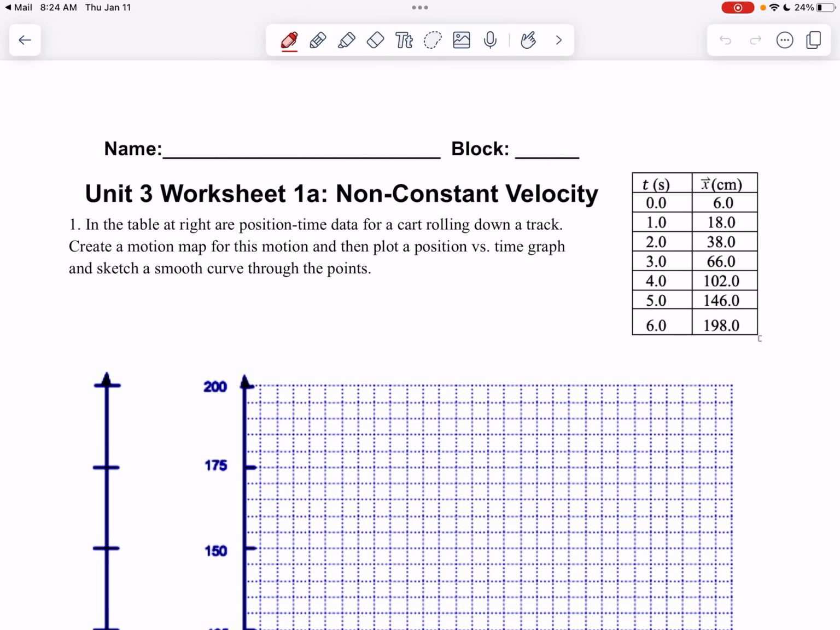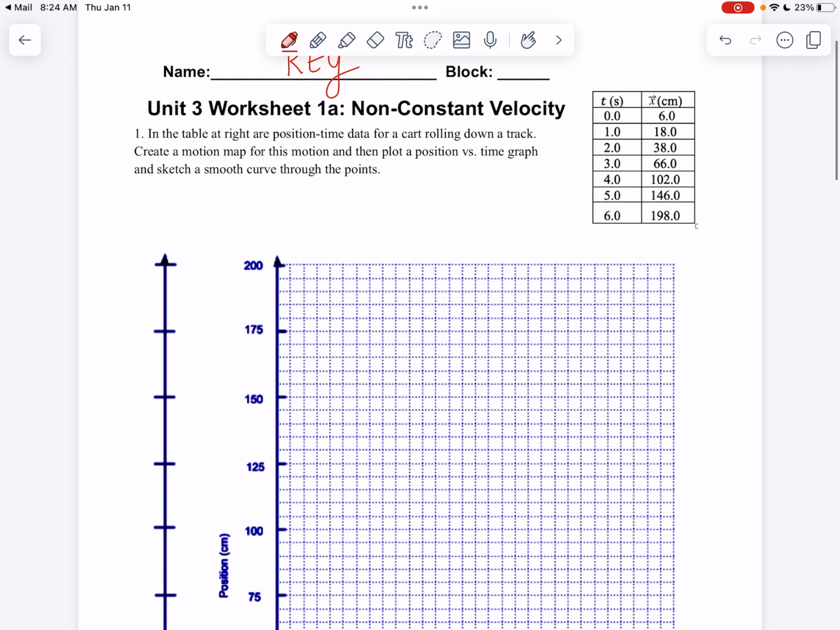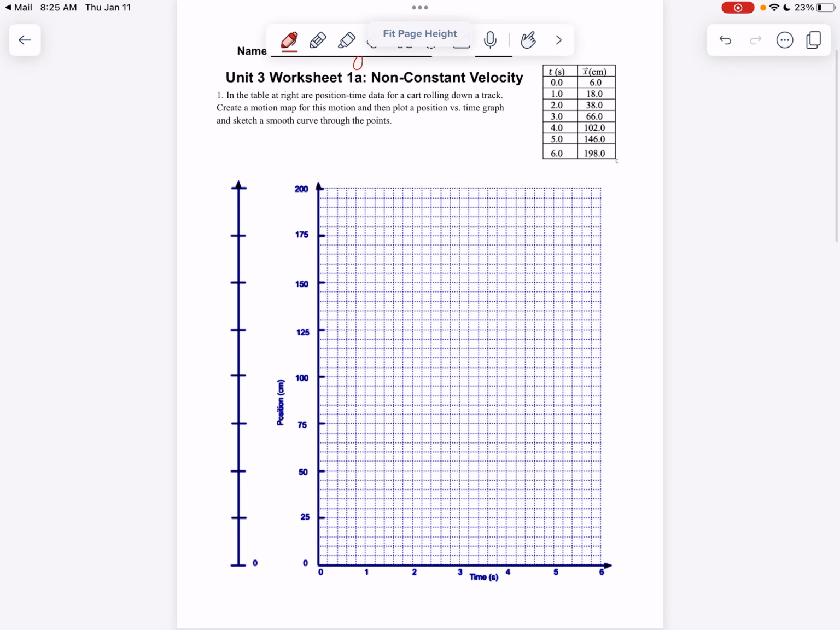All right, here is some help on 1A if you were absent or need help, okay? So the first thing you're gonna do is just graph this data, okay? Notice it doesn't start at 0, 0. So 0, 6, so 5, 10, 15, 20, 25. Each of these is 5, so 0, 6 is gonna be right there.